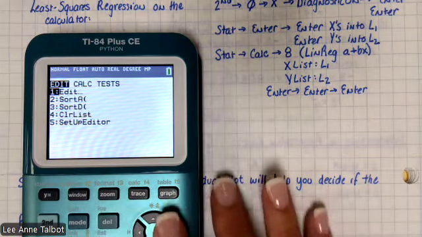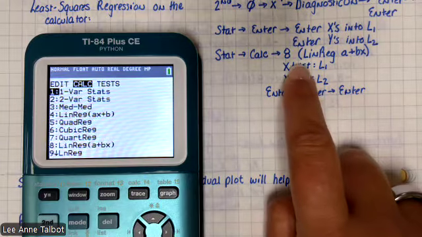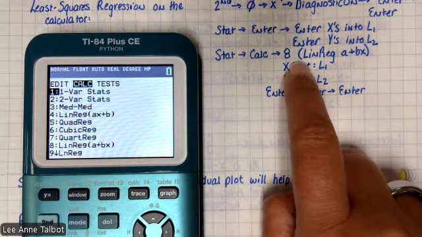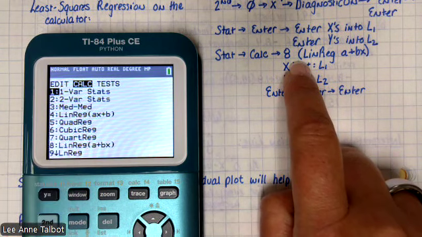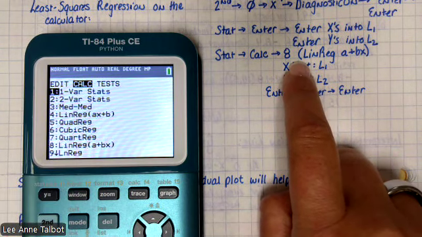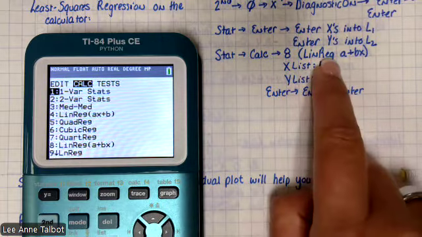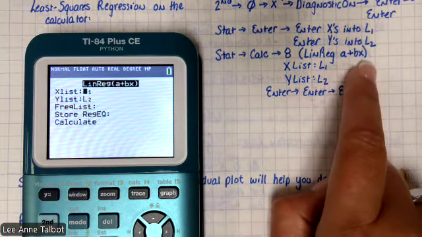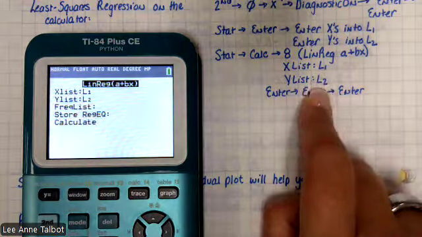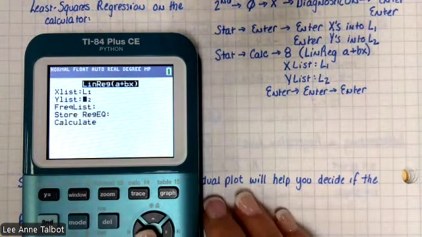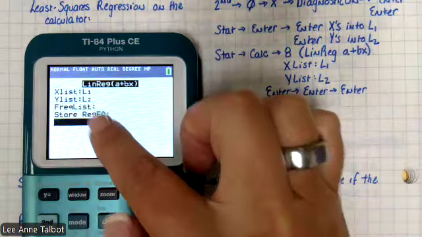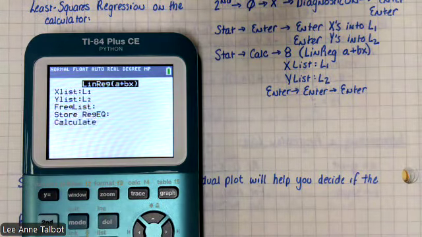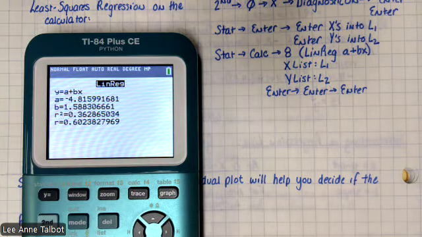Okay, so stat, calc, and then you want to hit 8. You can scroll down to 8 if you like, but I like to just hit the 8 button because I'm lazy. And this is linear regression A plus BX. You want to make sure that the X list says L1, the Y list says L2. The other things are blank. And then enter, enter, enter, calculate. And there is your line of best fit.